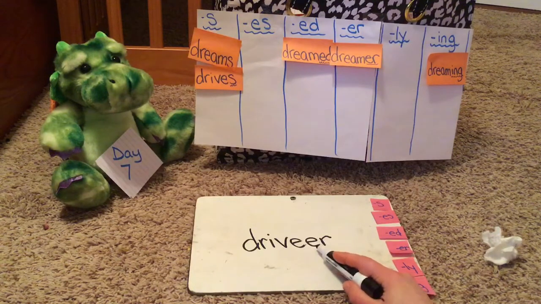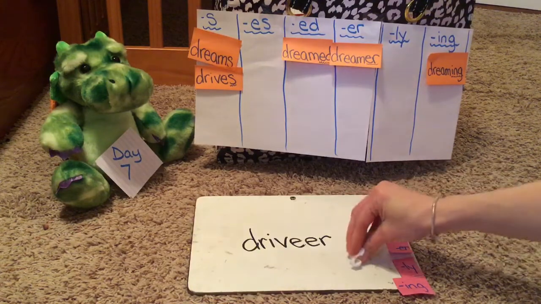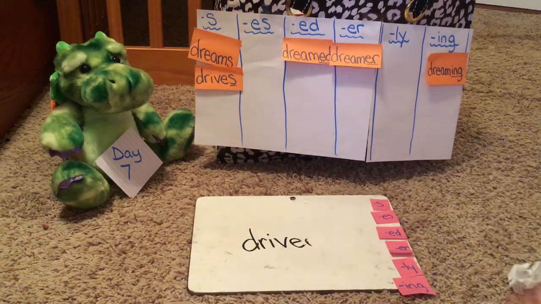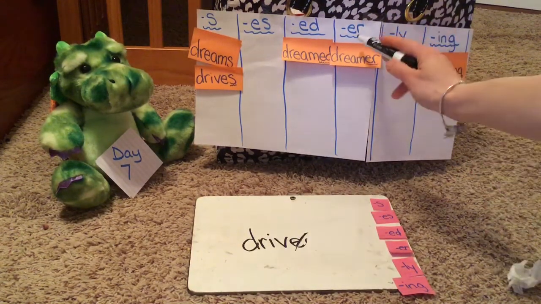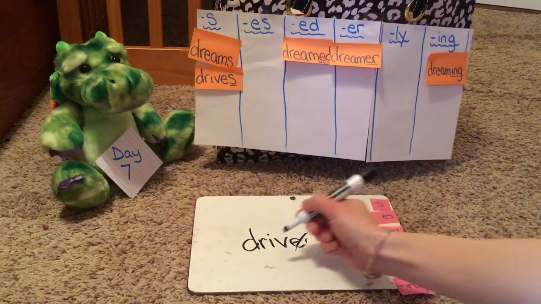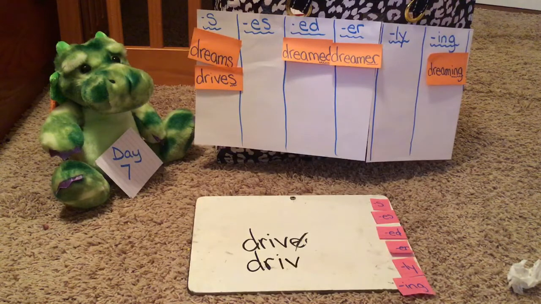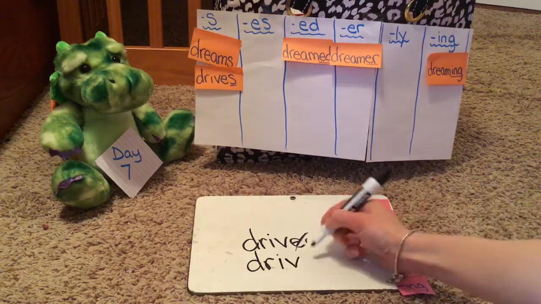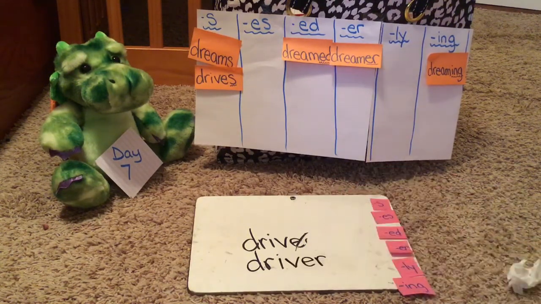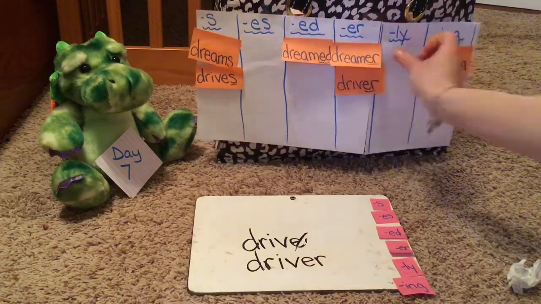So now, since this already ends in a vowel, and I want to add an ending that also starts with a vowel, I don't want those two together. So what you're going to have to do is drop this vowel. I don't want that one there. Then I'm going to add the ER. I'm going to put that ending on it. So there, I dropped my vowel, and now I can add the ER. And now I have the word driver. Add that to my ER column.